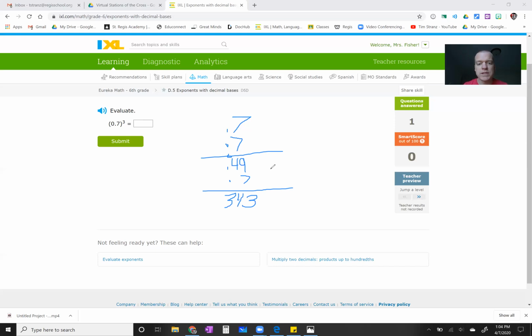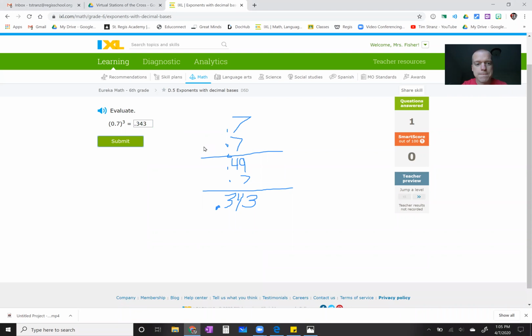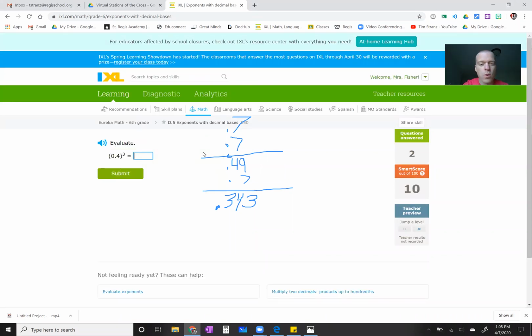And how many decimal places will I have altogether? I will have 3, right? So 1, 2, 3. So 0.343. Let's see if I'm correct. This would be really embarrassing if I'm not correct again. 343. Ooh. Right? So there you go.